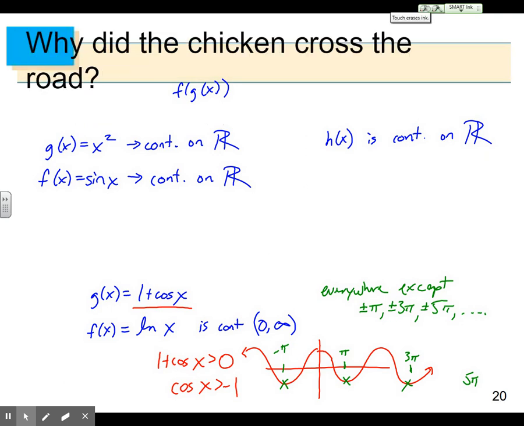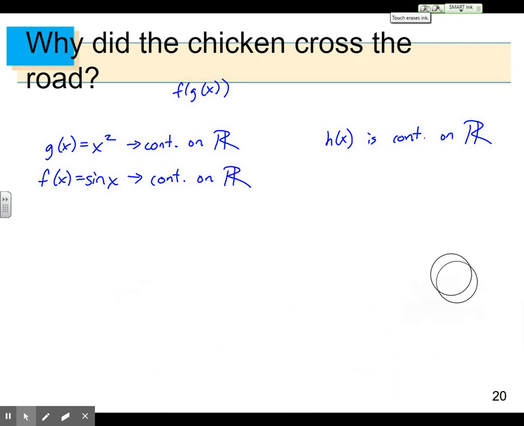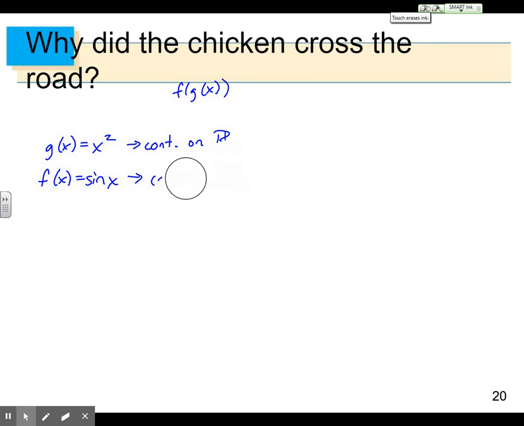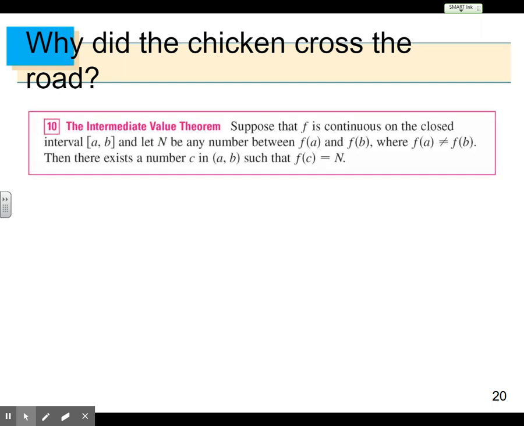Finally, into this long video, we get to answer the age-old question of why did the chicken cross the road? Well, the answer to that is going to be the intermediate value theorem.